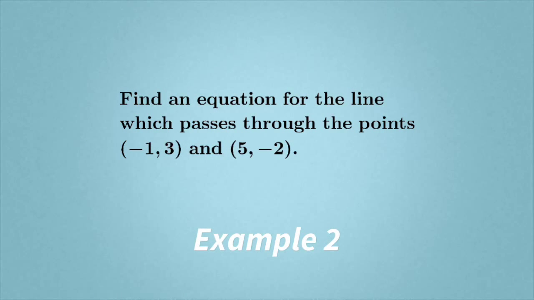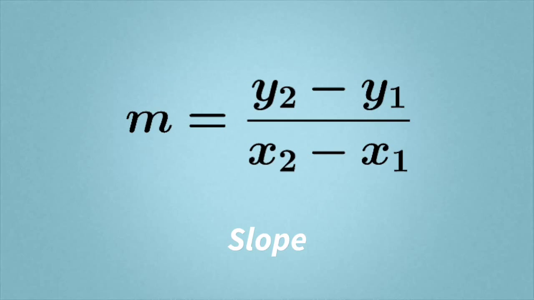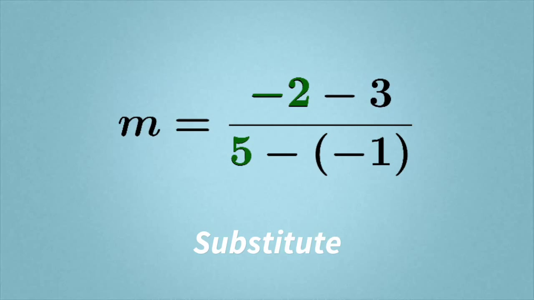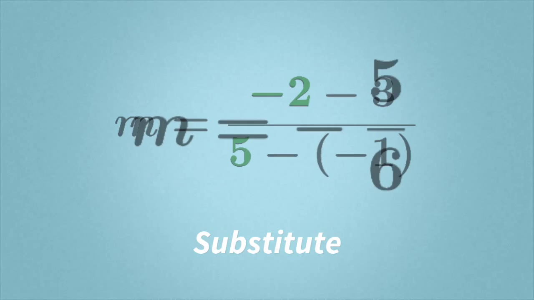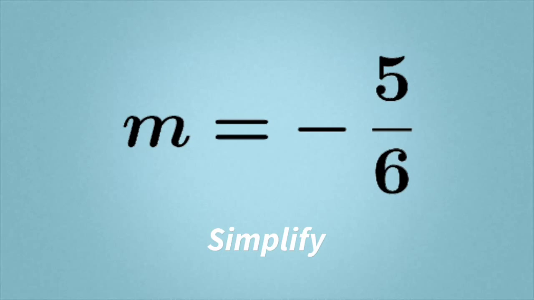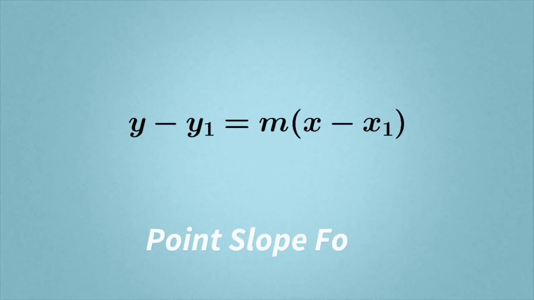Now let's take a look at another example. In this example, we'll be finding the equation of a line which passes through 2 points. Notice that we do not know the slope, so our very first step will be to find the slope. We will need to use the slope formula, then we substitute and simplify. In this example, our slope is the fraction -5/6.